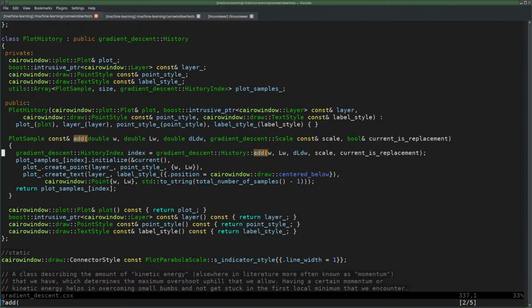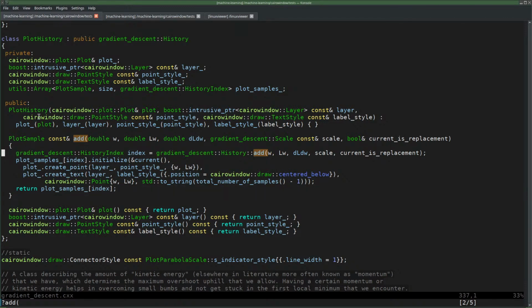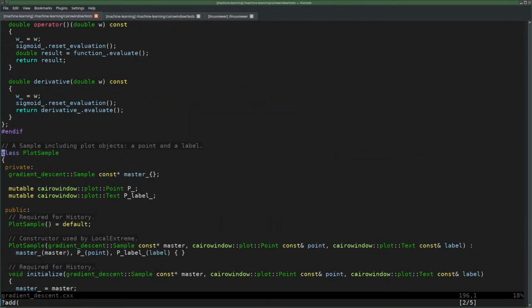Which then calls it on the base class, on the gradient descent history, which now returns an index instead of a reference. Sorry, yeah, a reference to a sample that was just stored in the history. So then I have another array here, and then that stores plot samples. So first I just stored it in a normal history, and then I store it also in the plot samples. And we return that, so I still have a reference to something that can be used as a sample. Namely, my plot sample.